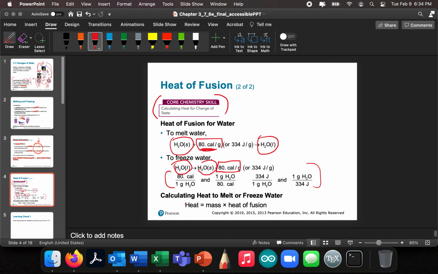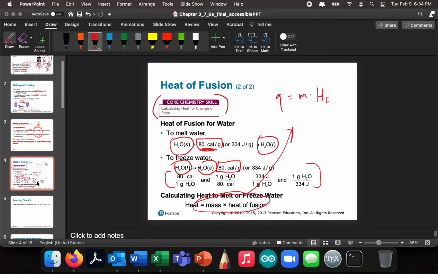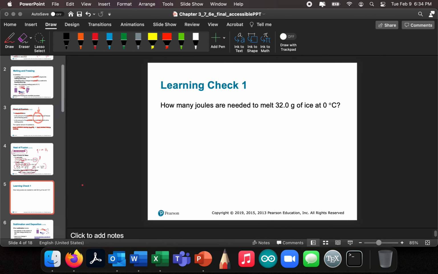Now we can make up our own formula for this. The heat, which I'm using Q for, is equal to the mass times the heat of fusion, which I'm going to say is H sub F. That'll be our formula that we use for this. Now let's do a learning check. I'm going to ask you to pause the video, work on it, and then come back and check your work against mine.